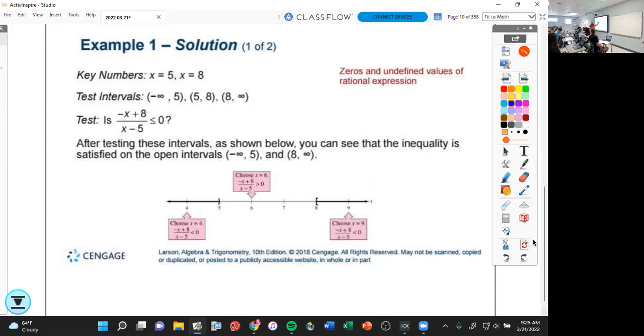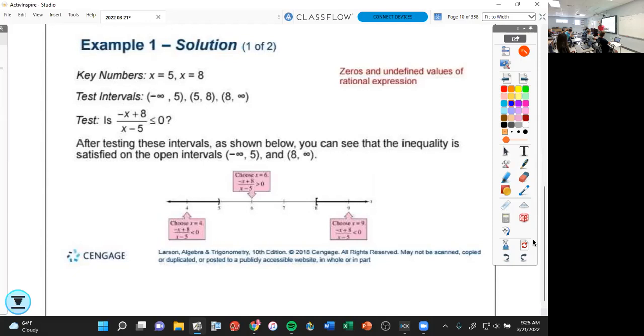Notice there's parentheses around these test intervals. There's parentheses around test intervals because you don't want to use the key numbers for testing. Okay? Choose a number between 5 and 8. They chose 6. Negative 6 plus 8 is 2. 6 minus 5 is 1. Okay. 2 is positive. 2 is greater than 0. Does not satisfy, so this area is not shaded.